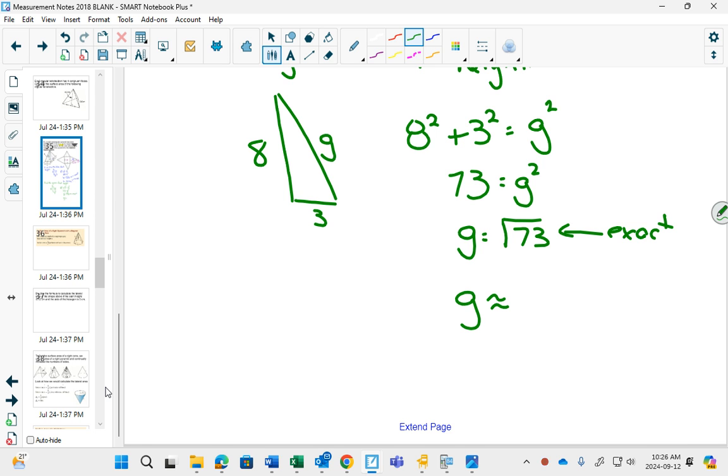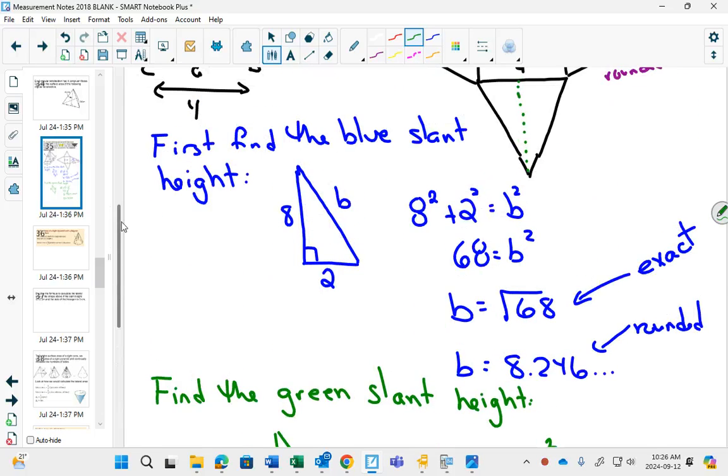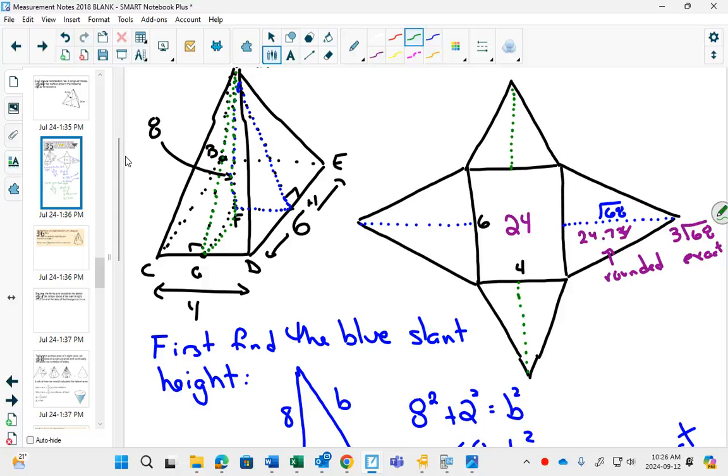If we went to our calculator and actually figured that out, 8.544. But once again, I'm going to go up to here and label it square root of 73. Technically, I'm going to go back to my blue pen here. I could say, since these are the same, this would also be the square root of 68. And since I already figured out this one was 3 root 68, I'm going to write 3 root 68 there as well.